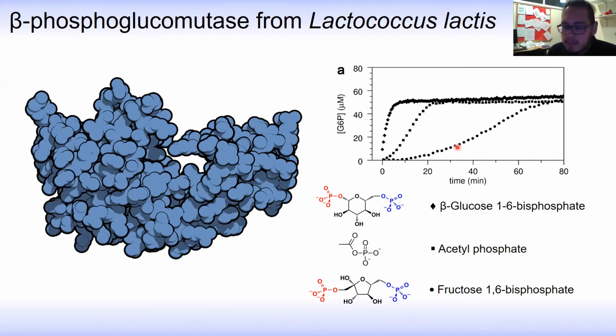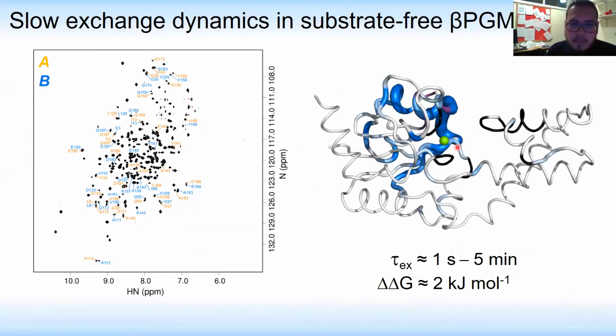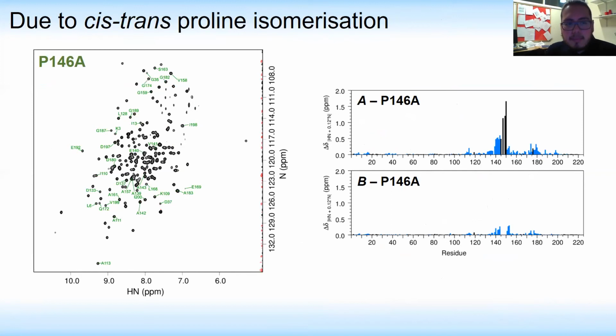So we want to look at this further, looking at the target of the phosphorylating agent, which is substrate-free PGM. When we look at this enzyme solution, we see 2 species that we name conformer A and conformer B in slow exchange. We estimate the exchange rate is between 1 second and 5 minutes, so it's quite slow, and they're basically near equally populated. The chemical shift difference between the 2 species is localized in the core domain, very close to the active site. This chemical exchange is due to cis-trans proline isomerization.